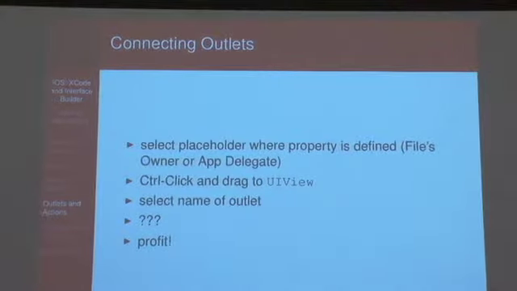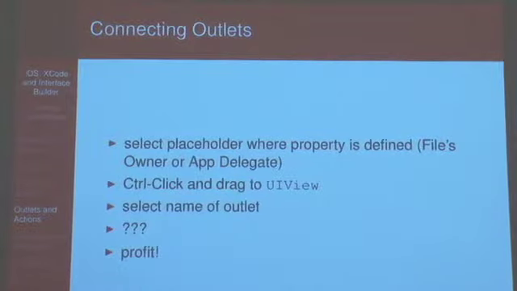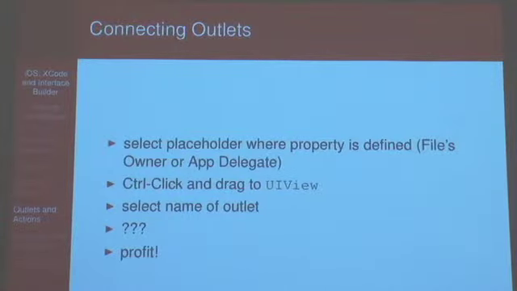So there's your three-step process. To actually make the connection, you're going to select the file's owner object, usually over to the left there. You're going to control-click on it, and drag your mouse over to the UI view that's represented. When you let go, you'll see a little list of all of the IB outlets inside of that class. You can select one and say that this object now corresponds to this view. So we'll see that in just a second.